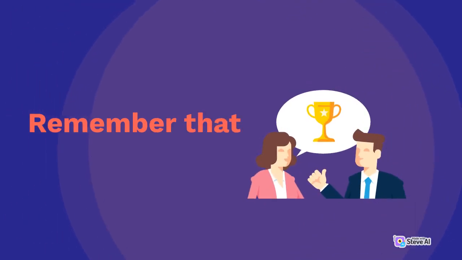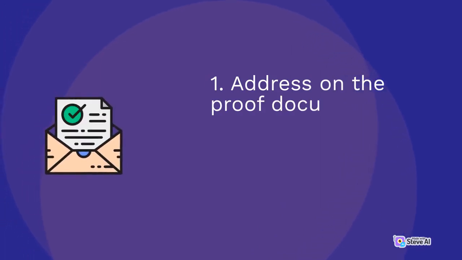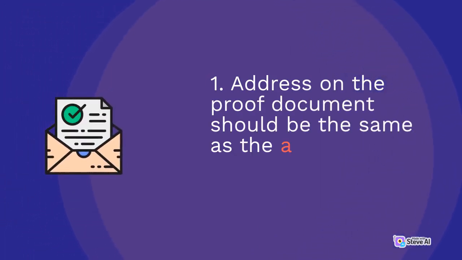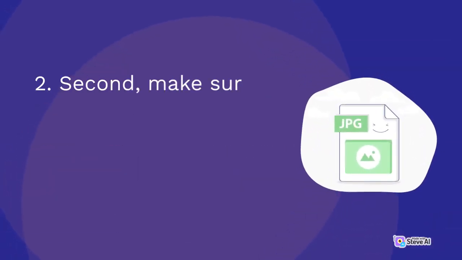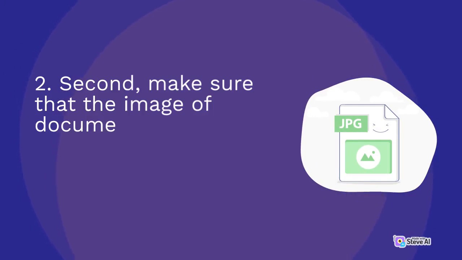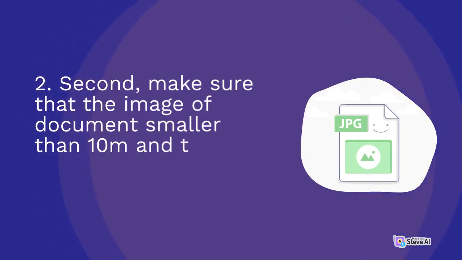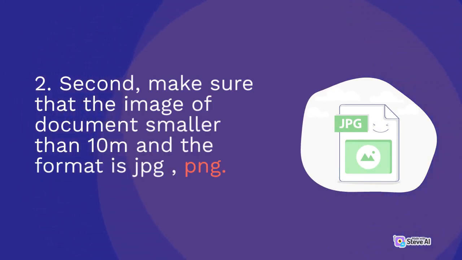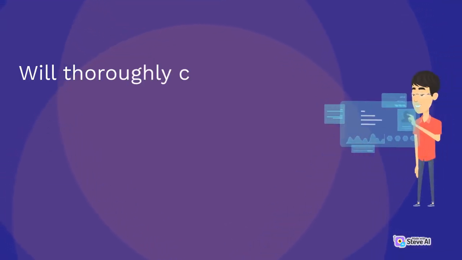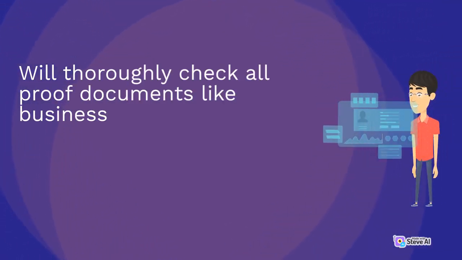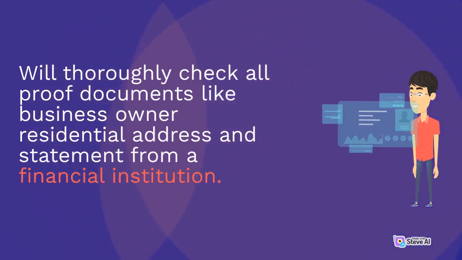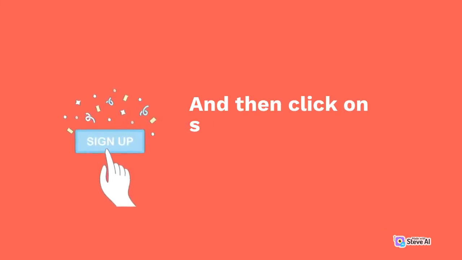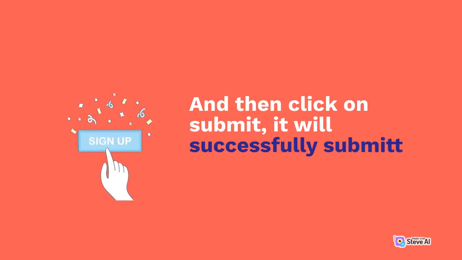Remember that, 1. Address on the proof document should be the same as the address we input. 2. Second, make sure that the image of document is smaller than 10 megabytes and the format is JPG or PNG. We'll thoroughly check all proof documents like business owner residential address and statement from a financial institution. And then click on Submit. It will successfully submit it.